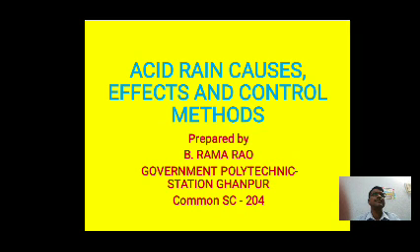Today our topic is acid rain: causes, effects, and control methods. This topic belongs to first year diploma students, second semester, common syllabus, Engineering Chemistry, subject code SE204.